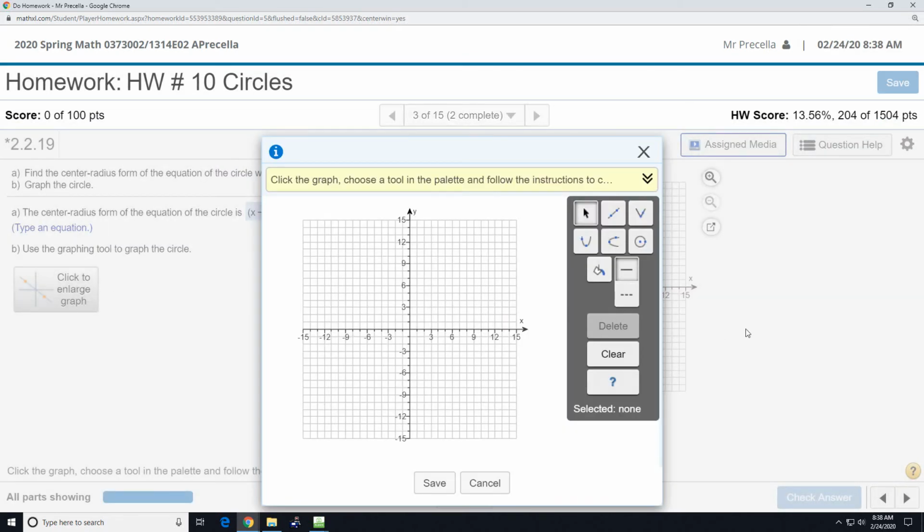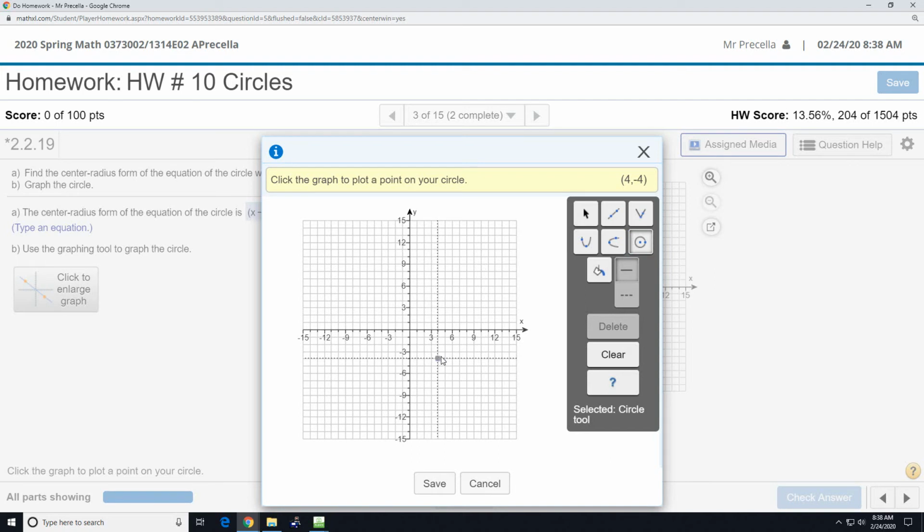So we're going to graph a circle. Plot the center. What was that center again? 4, negative 4. So right 4, down 4. Is that 4, negative 4? Is that where I am? Yeah, look in the yellow rectangle, upper right there.